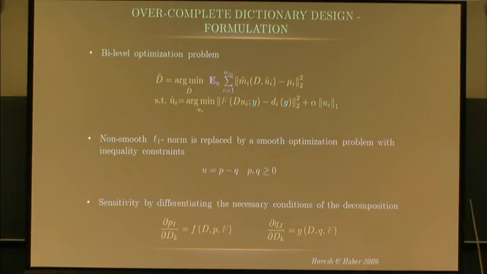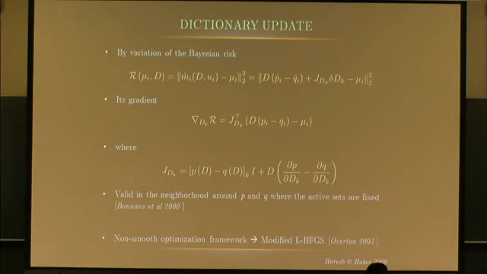What we do is we replace this non-smooth L1 norm with a smooth optimization problem with inequality constraints, where this sparse vector u is decomposed into the difference between P and Q. Both of them are positive parameters, as you typically do in linear programming. And then you can differentiate the sensitivity relations, and that's a bit of a long and tedious exercise. But the important thing is that the sensitivities really depend on the observation operator that you have, and that's important.